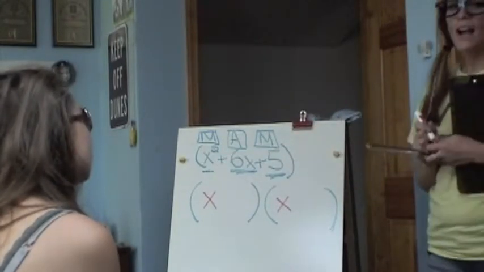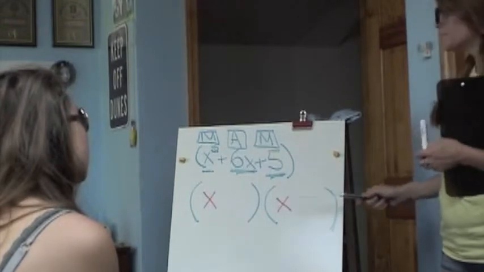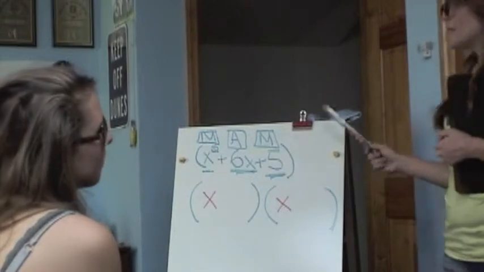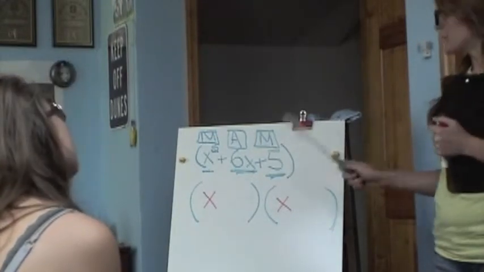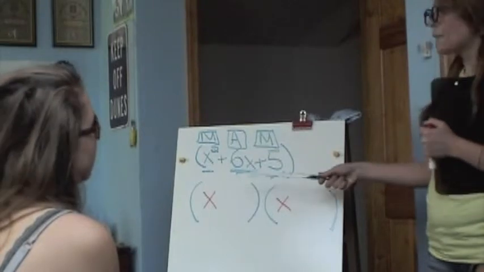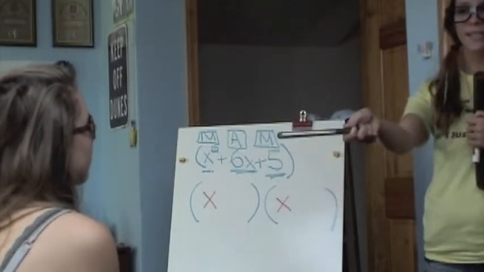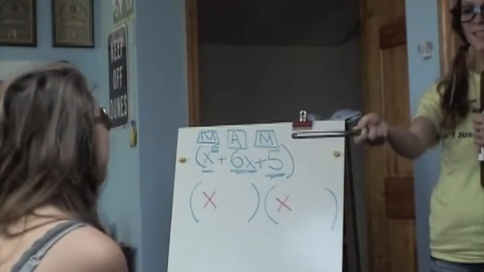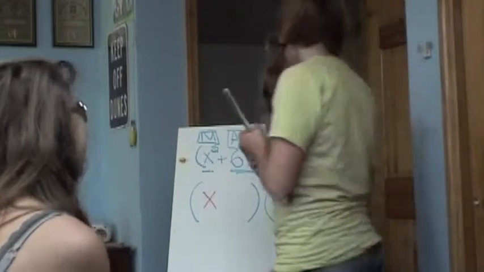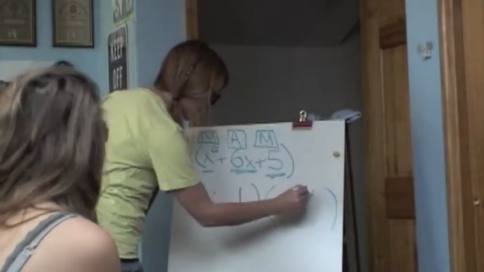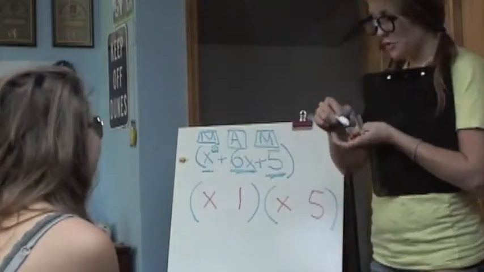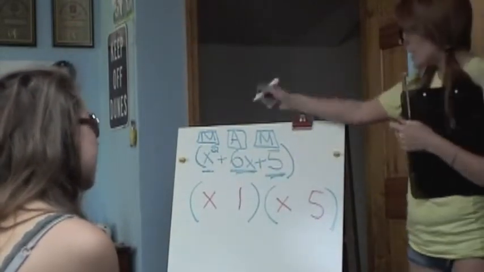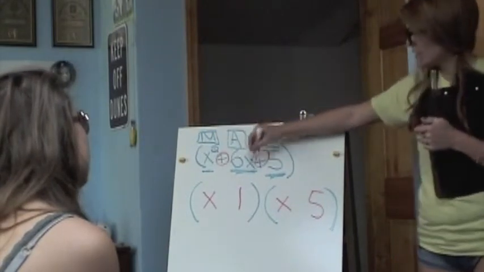Now, to find the second term in each parenthetical, we must use the add and multiply sections of MAM. Now, what two numbers add to 6 and multiply to 5? Courtney? I guess like 1 and 5? Correct! Now, to determine the sign for these, you look at the signs of this.